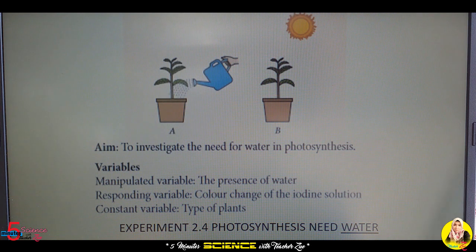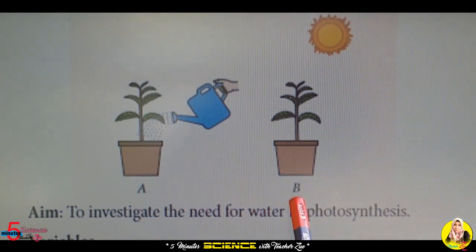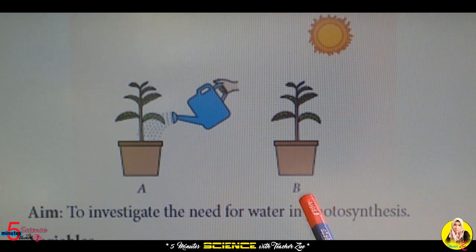And the fourth experiment to show that photosynthesis need water. So we have plant A and plant B. Plant A get water, plant B doesn't get water. So we can get the result.